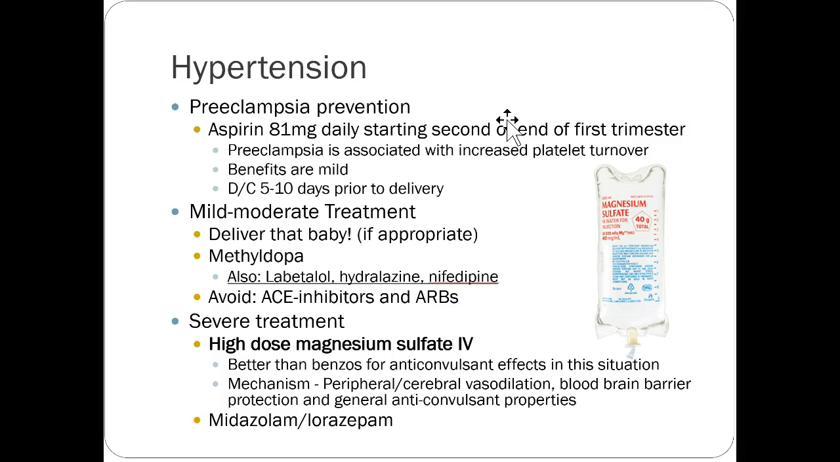Mild to moderate, deliver the baby. If it's appropriate, you want to get rid of the placenta and the baby as soon as possible, and that should hopefully fix your problem. However, in the meantime, you're probably going to have to do some things. So there's a couple options. Mild to moderate, methyldopa is this old drug that's kind of a clonidine analog that's safe in pregnancy. I don't really see this used very often. Honestly, labetalol, hydralazine, and nifedipine are much more common choices.